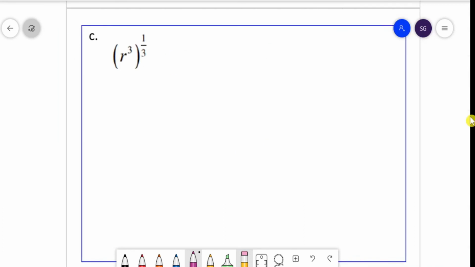Okay, again we have to evaluate. This is r cube to the power 1 over 3. This is power of the power. If that's the case, then we multiply them. 3 times 1 over 3 is 1, and so our final answer is r. Don't show this power 1, please be careful with that.